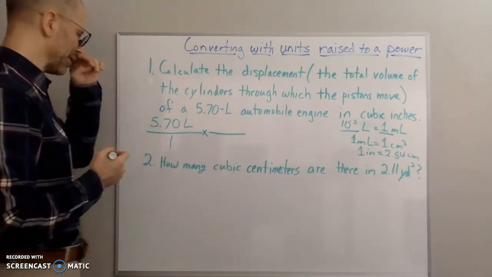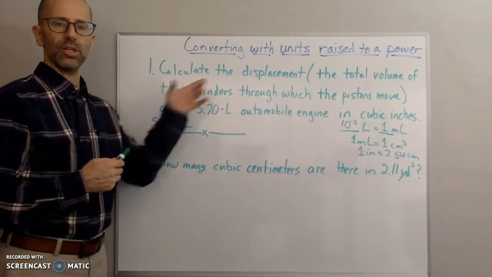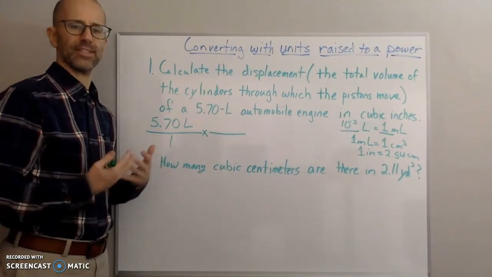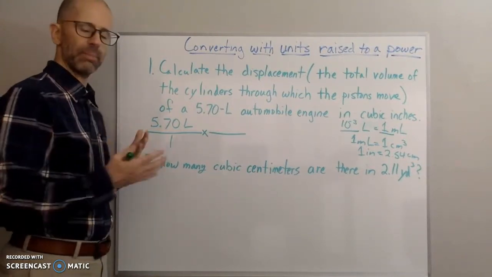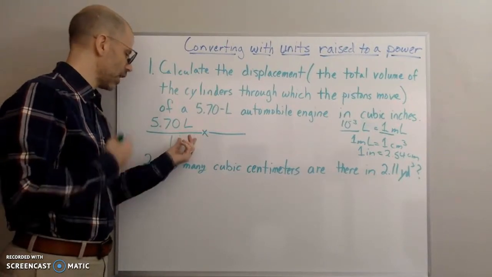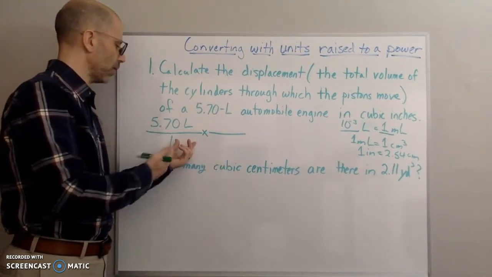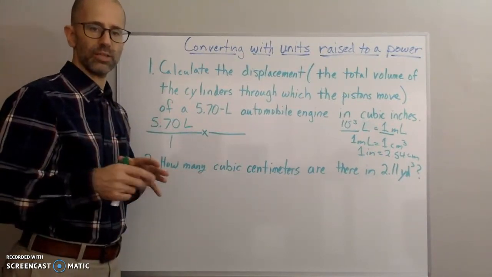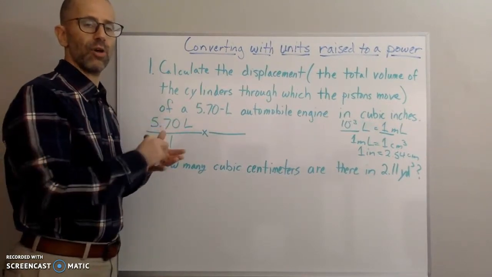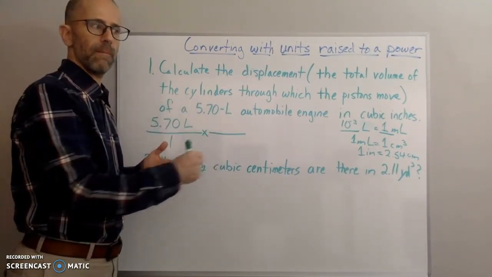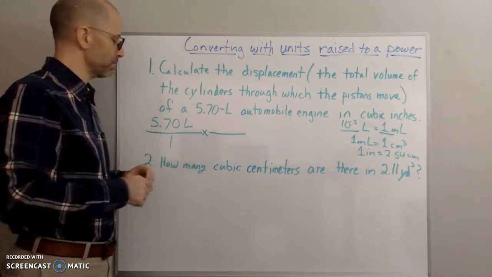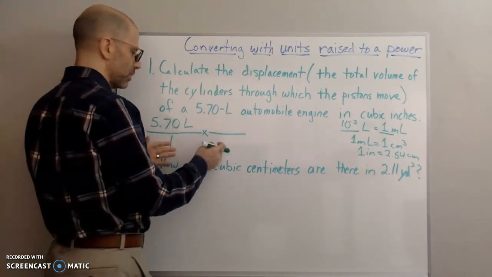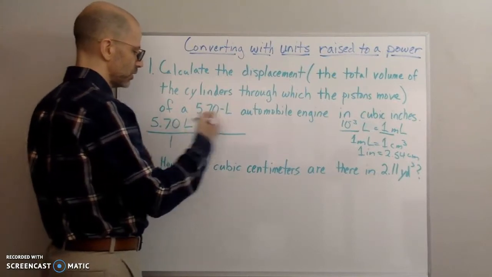So I need equalities. I need to get from liters to cubic inches. So I need to get to a cubed unit at some point. My thought process is, I have liters. How am I going to get to a cubic unit? Well, if I remember that 1 milliliter is equal to 1 cubic centimeter, then once I get to centimeters cubed, I have my cubic unit. But I need to get to milliliters first. So I'm going to go from liters to milliliters.